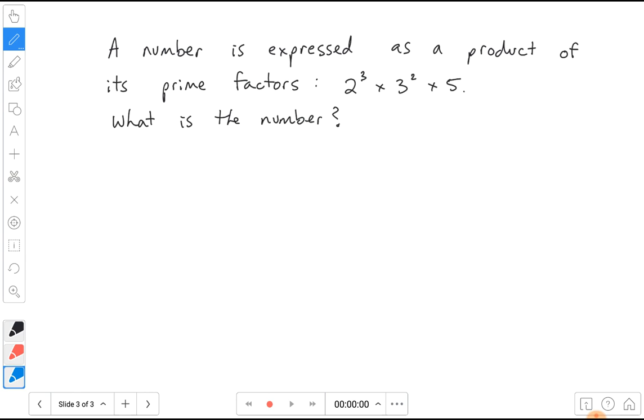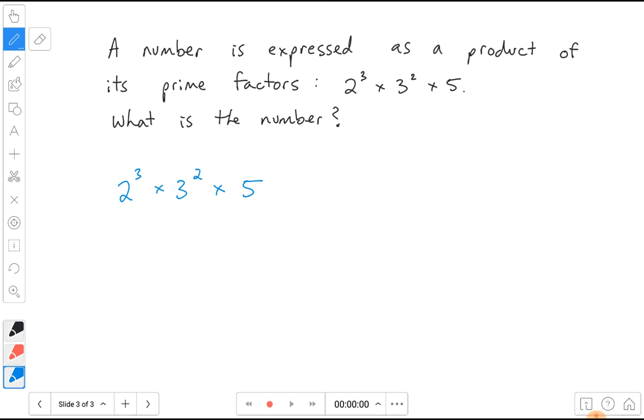Now we have a number. It's expressed as a product of its prime factors. We have 2 cubed times 3 squared times 5. And what is that number? So we have to figure out what this number is. So the easiest way to do that is to simply write this multiplication out. So we have 2 cubed times 3 squared times 5. So let's write this out.